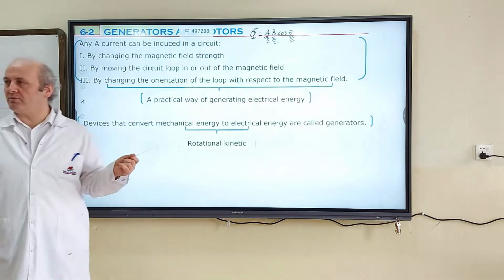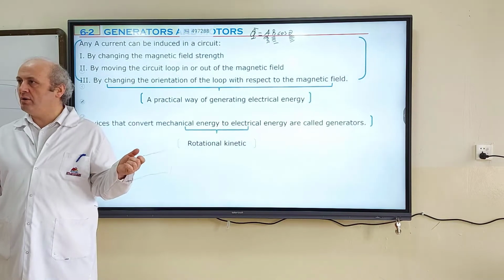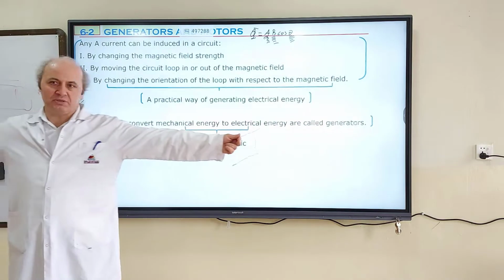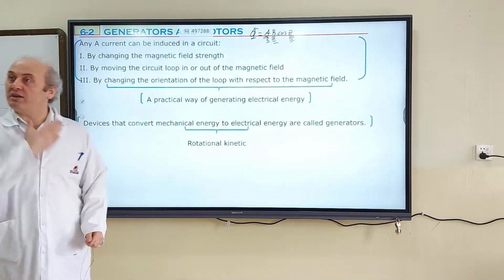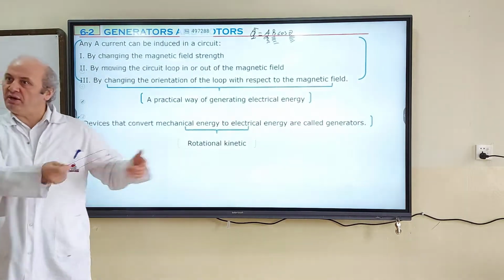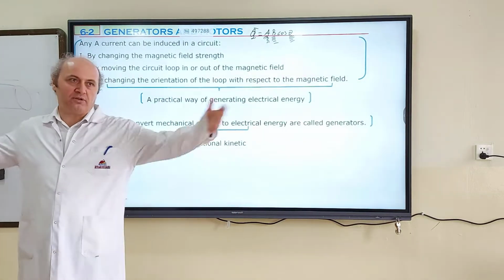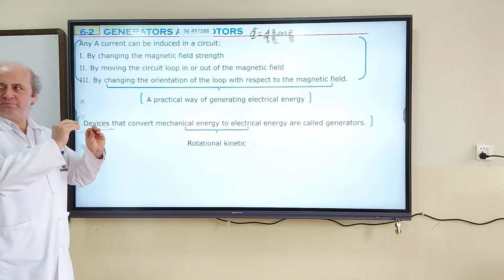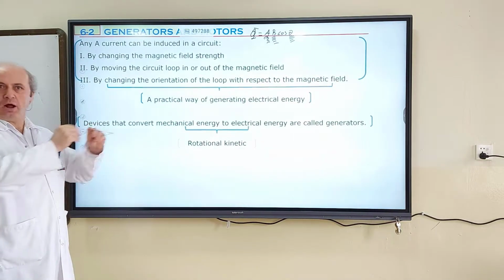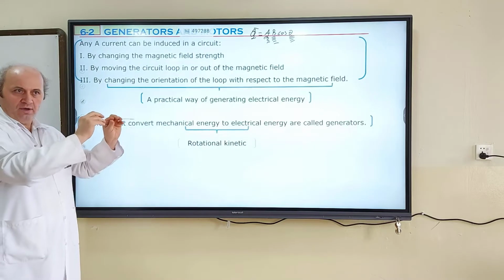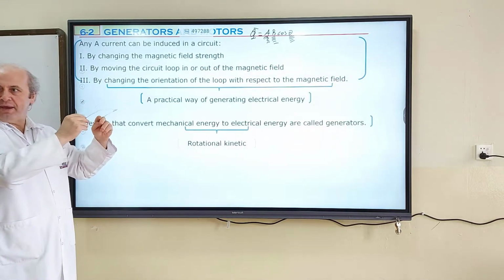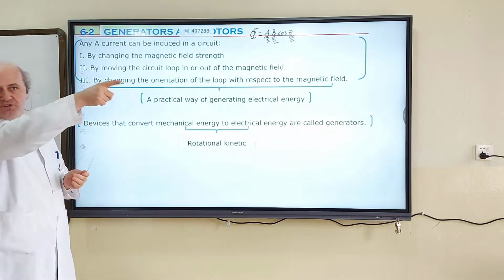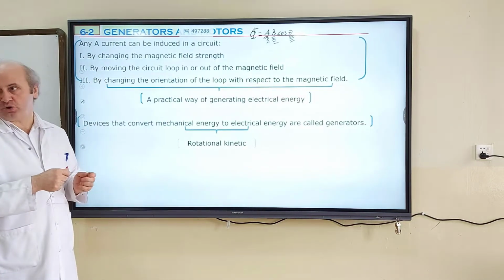Why? Because in the other methods you should change the magnetic field. How? Move a bar magnet farther, closer, farther, closer. You need a very big space. Second method, pull a loop in and out, in and out. Again, you need a very huge space for motion. But the third method, rotate it. Are you moving back and forth, right and up? No. Just rotate it inside a magnetic field. This is the practical method. All the generators out there use the third method.